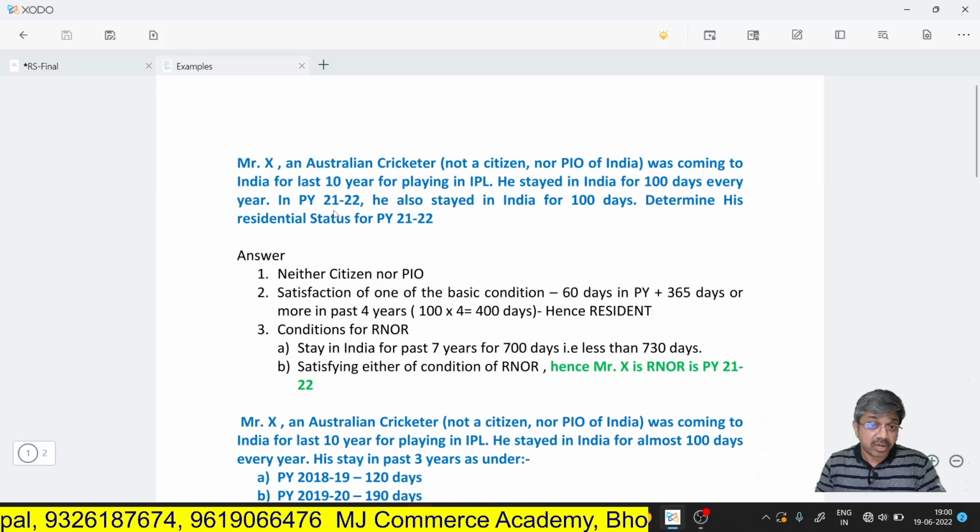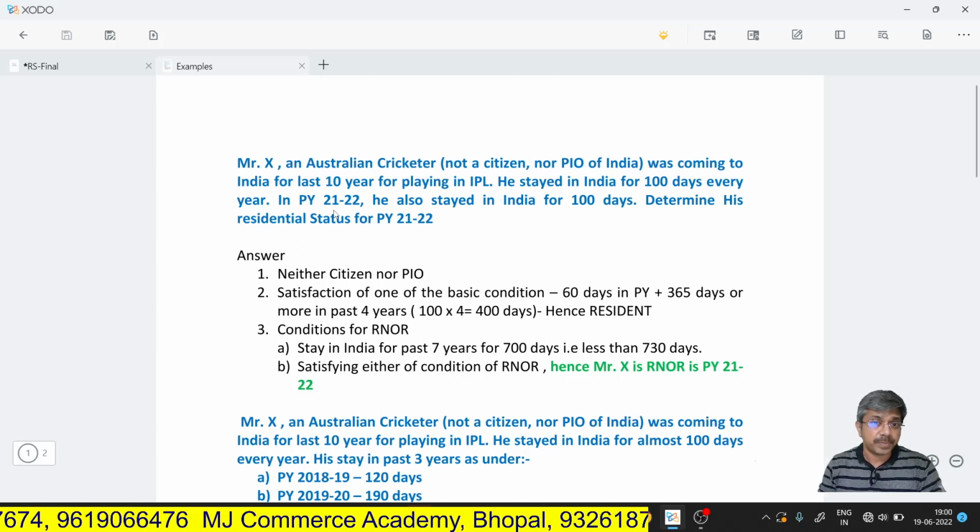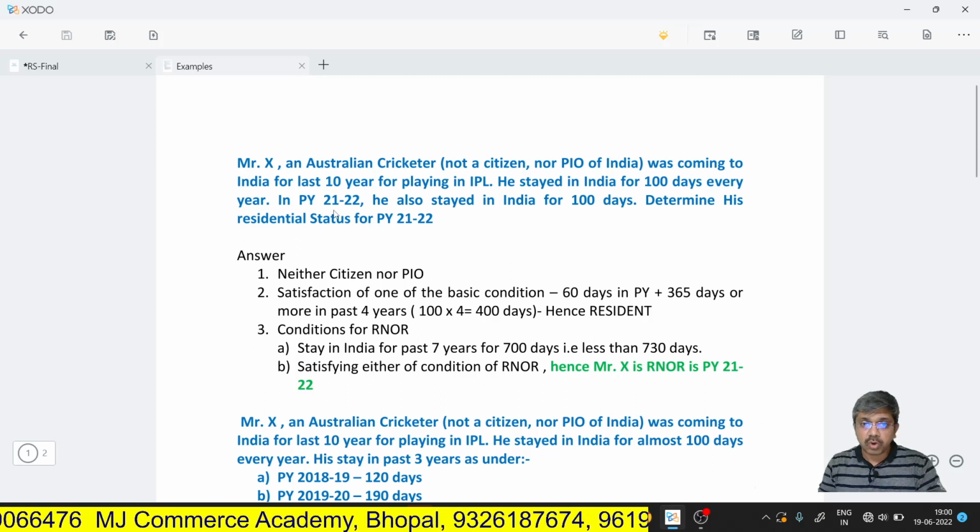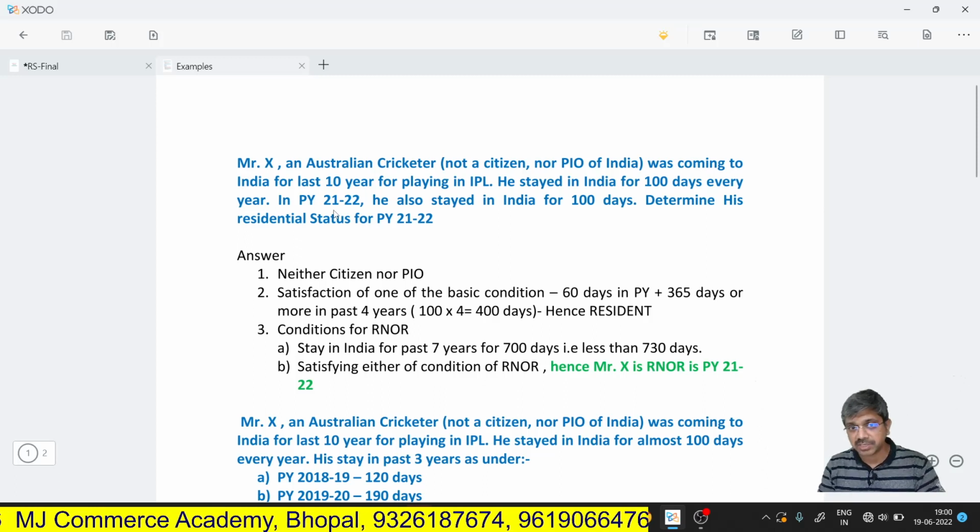Mr. X, an Australian cricketer, not a citizen nor PIO of India. It means he is a citizen of Australia, was coming to India for the last 10 years for playing IPL. He stayed in India for 100 days every year. In previous year 21-22, he also stayed in India for 100 days. Now the question says determine his residential status.